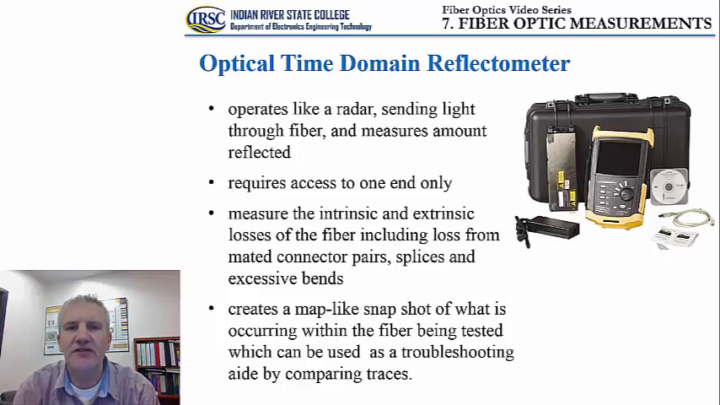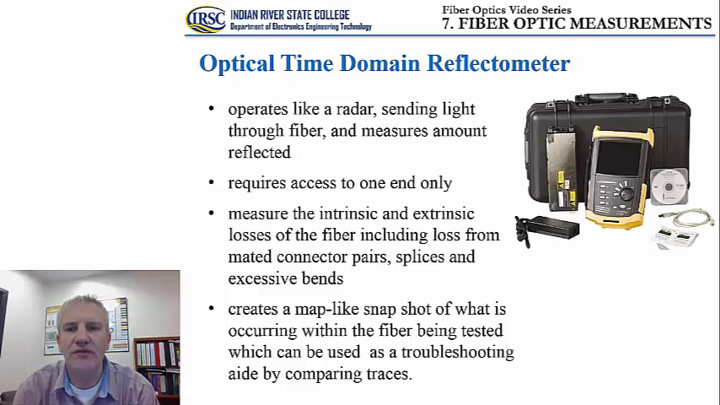So there is a fundamental difference between OTDR, the optical time domain reflectometer, and power meters described on the previous slide, in the sense that here, not only are you getting how much loss occurs along the fiber, but this type of measurement device also clearly specifies the locations at which certain loss occurs.